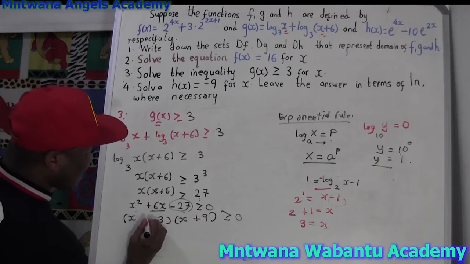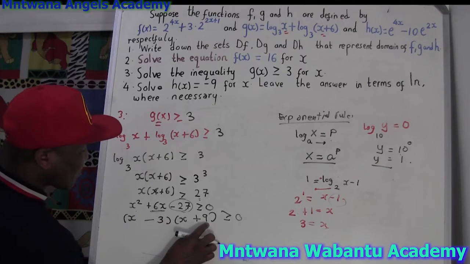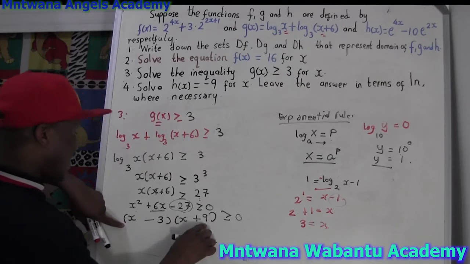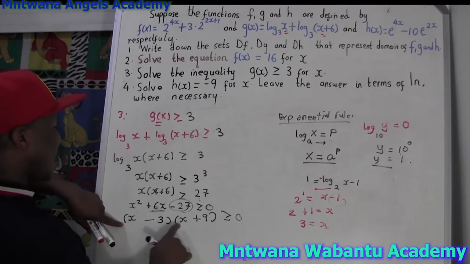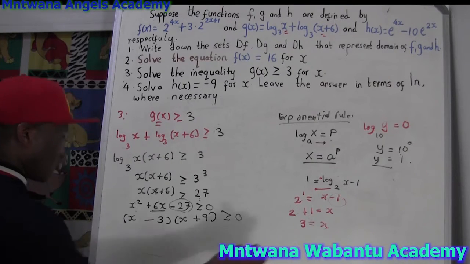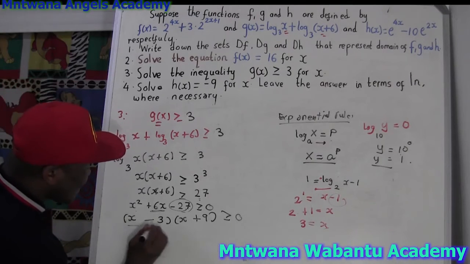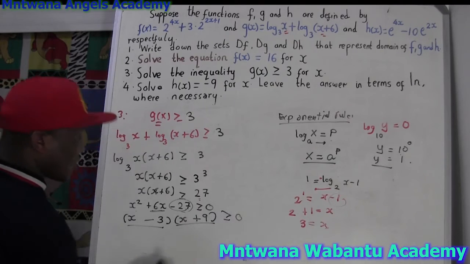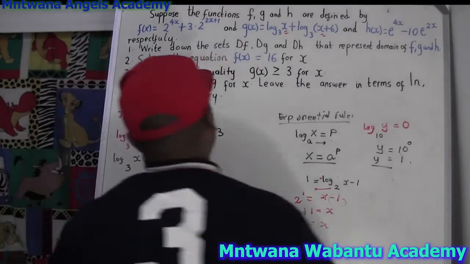And how do I get negative 27? This must be negative. x times x is x squared, then x times 9 is positive 9x, and negative times 3x is negative 3x. 9x minus 3x is 6x, which is true. So now I can compare: this is greater than 0 and this is greater than 0, because there's a 0 there. And the question is finished.